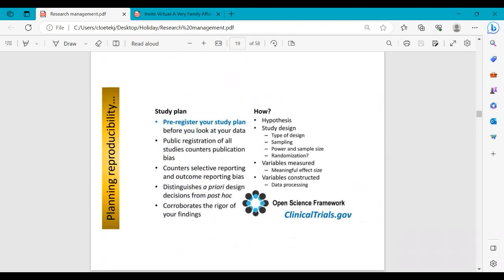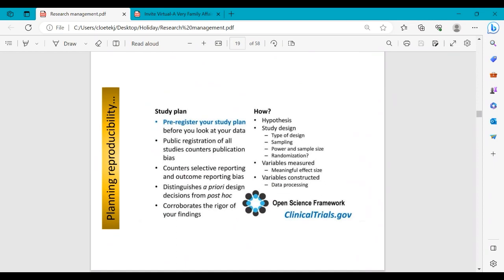Then sometimes, if we are working in the medical field, pre-registering a study plan is important. Sometimes your supervisor will also be able to advise you on this. You will have to describe the hypothesis, the design, the sampling, the power, if the data was randomized, the specific variables measured, and then the data processing. Okay, and this counters basically selective reporting and outcome reporting bias.